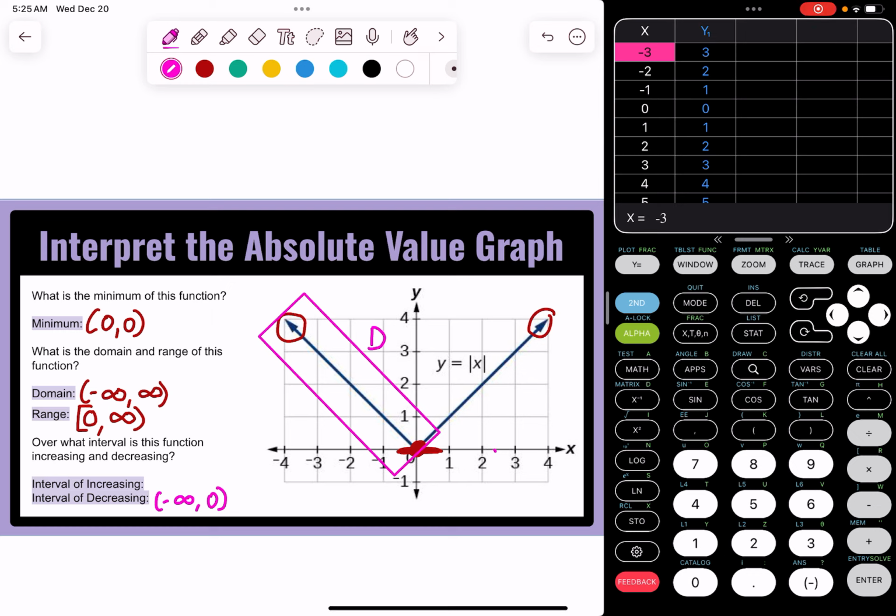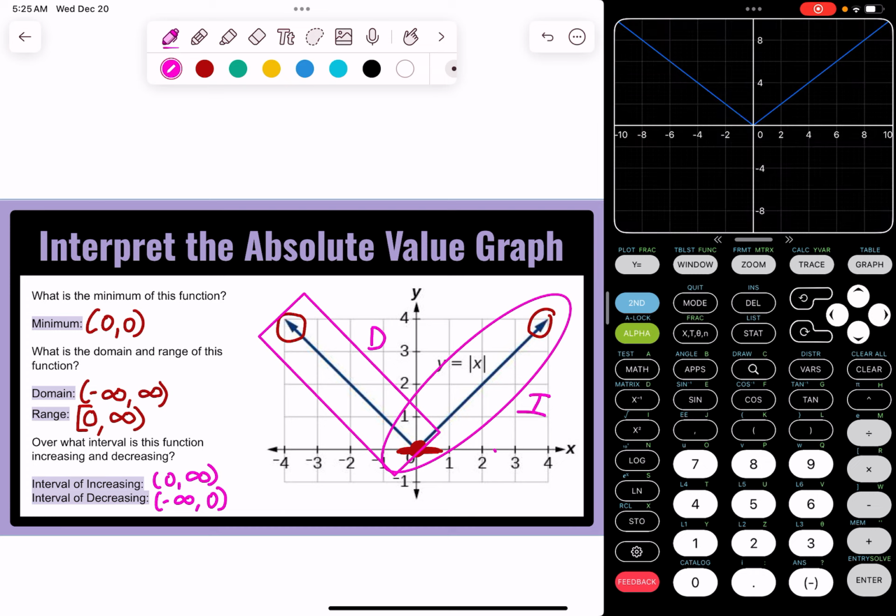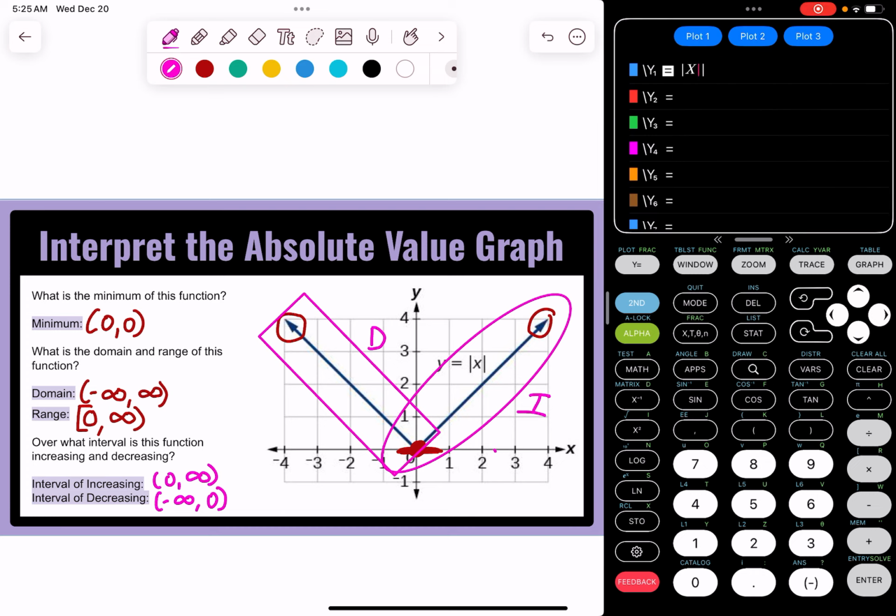And now let's look at this side. This side is increasing. It's going up. It starts increasing at 0, and it stops increasing at positive infinity. And that is some of the key features of our absolute value graph. All right, now we are going to answer some multiple choice questions on this.